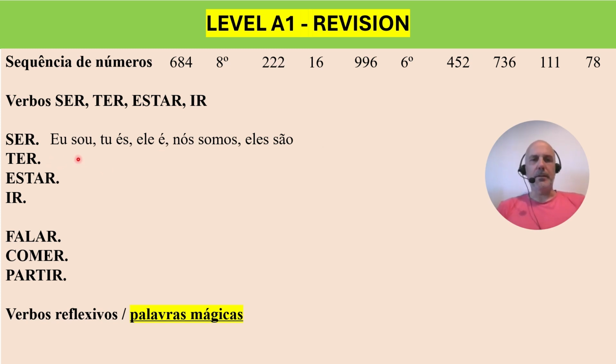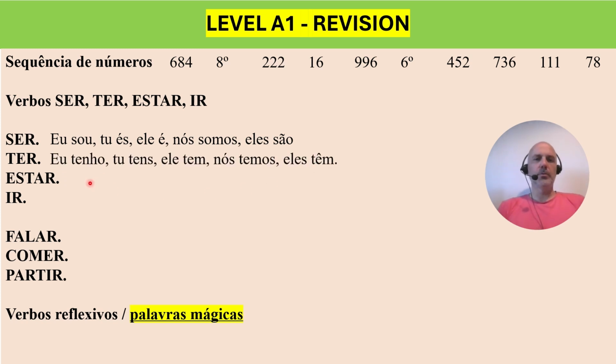Verbo ter, the verb ter, to have. Do you know how to conjugate the verb ter? You have to be comfortable with the conjugation of the verb ter, okay? Otherwise, once again, you have to go back and study and consolidate the conjugation of this verb. So I'm going to show you now. Eu tenho, tu tens, ele tem, nós temos, eles têm, right? So here we have a double nasal sound, têm. Same logic, okay? Make sure that you're very comfortable with this.